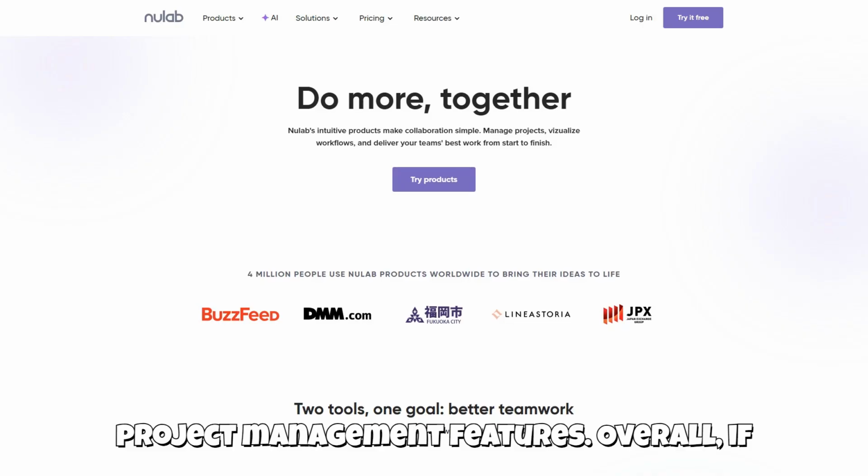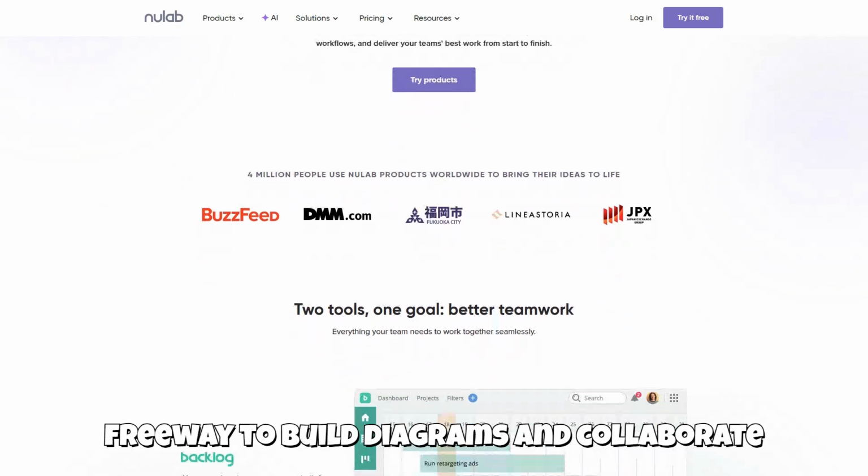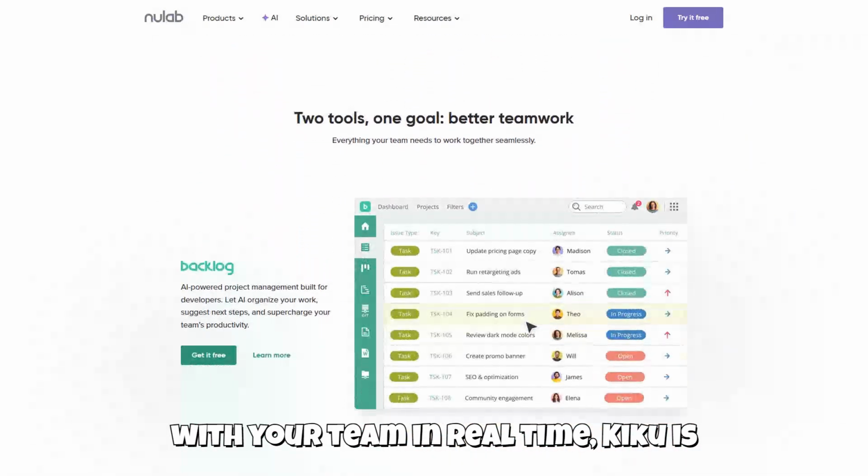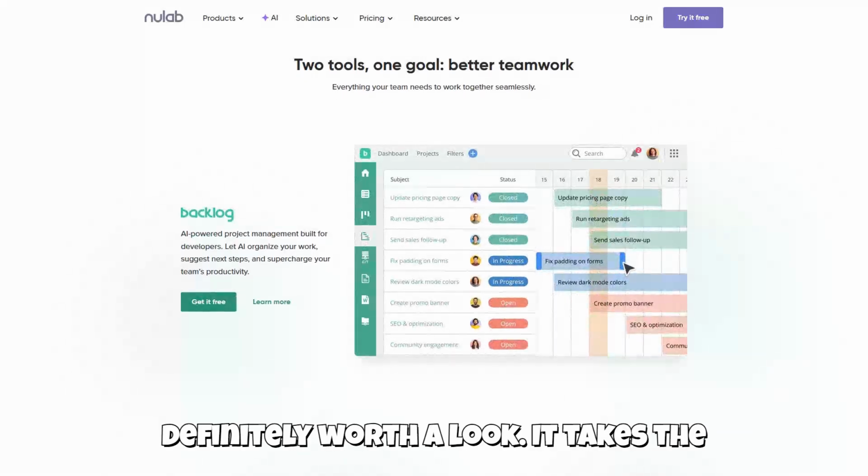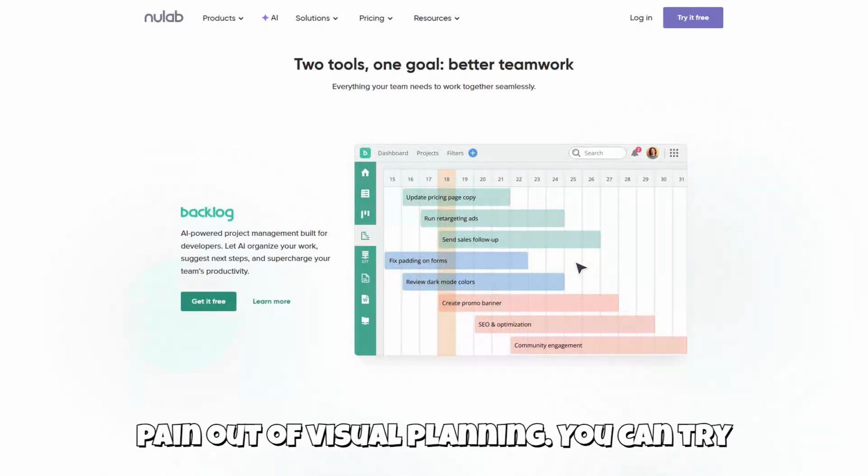Overall, if you're looking for a smooth, hassle-free way to build diagrams and collaborate with your team in real time, Cacoo is definitely worth a look. It takes the pain out of visual planning.